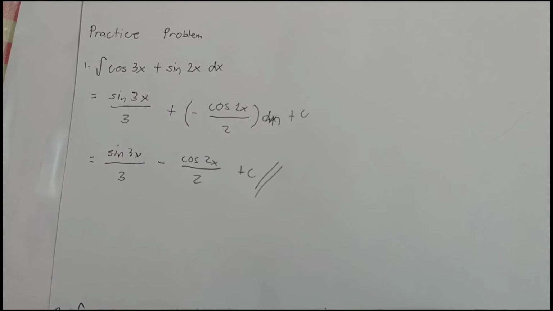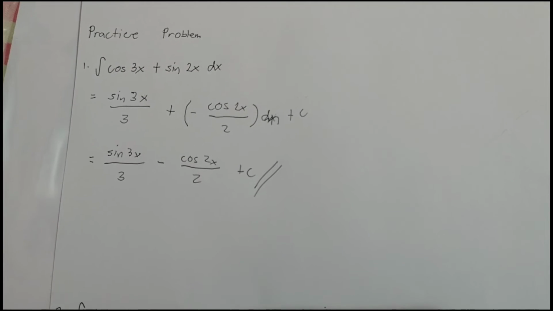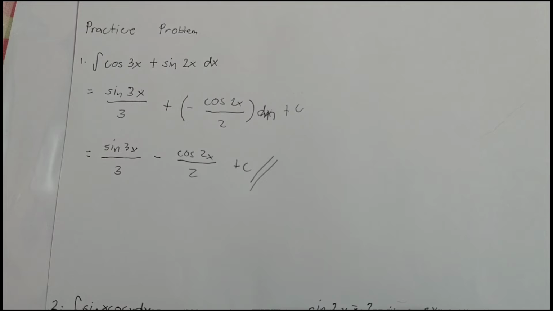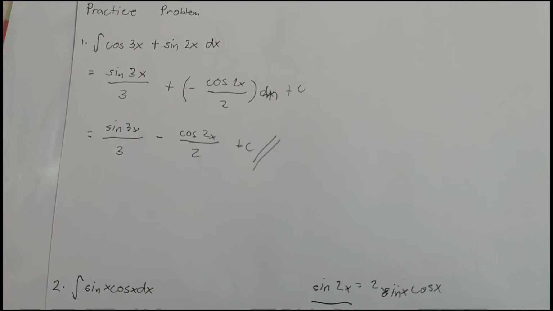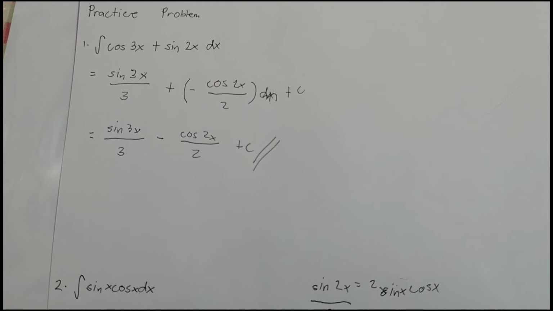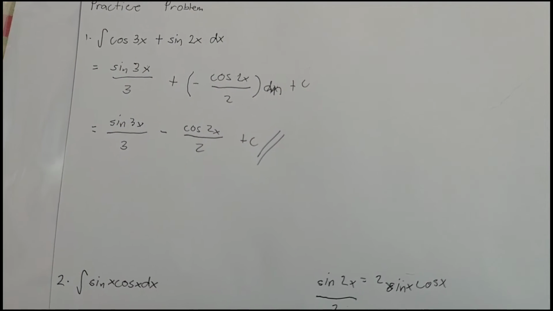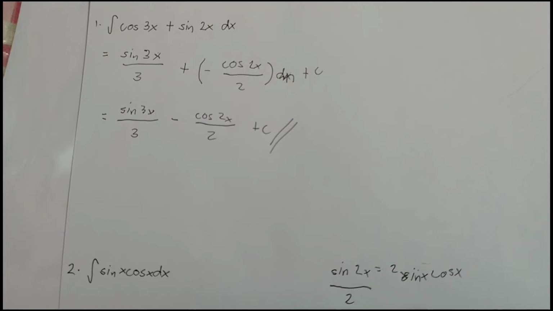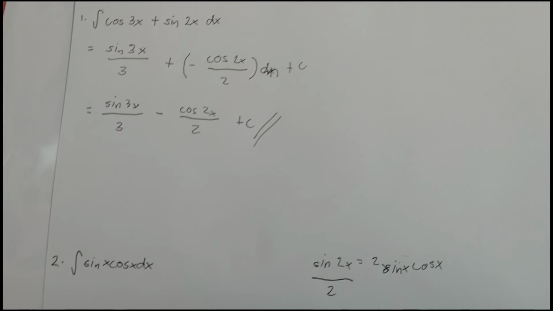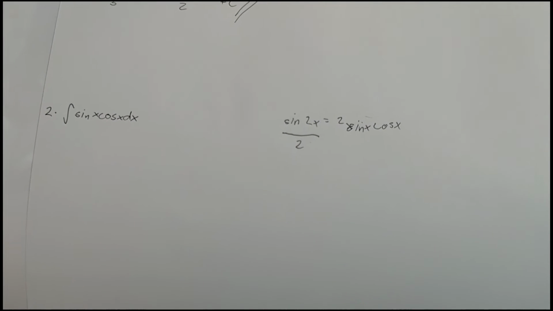And then the second term is the integral of sine 2x, which is negative cos 2x all over 2 plus c. Our final answer is sine 3x all over 3, and then plus times negative is negative, so we follow the negative sign, so it should be cos 2x all over 2 plus c. The number 2 is the integral of sine x cos x dx.